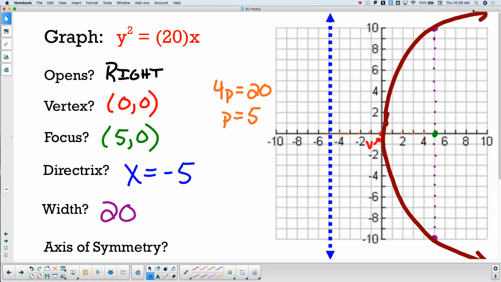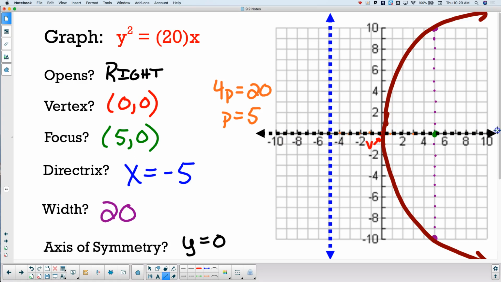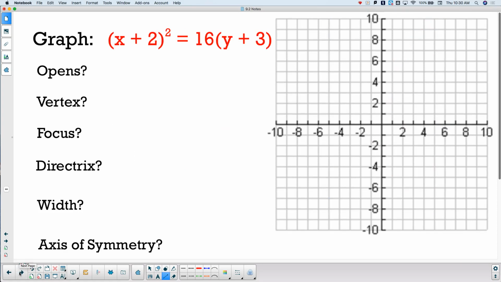Okay. And then we have one last question. What's the axis of symmetry? Y equals 0. Love it, because it's a horizontal line through the focus and through the vertex. And there it is. Questions on that one? Okay. So you should have one graph left to graph this one, and then while you're doing this one, I'll walk around and I'll pass out the graph paper for our next graph too. Okay? So graph this one.